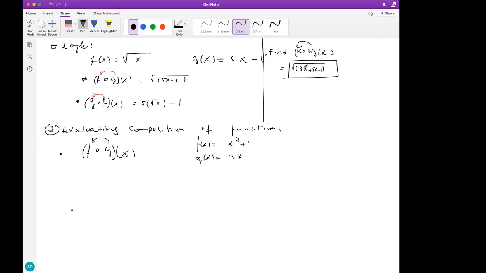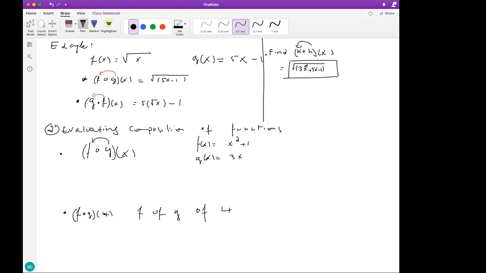Sometimes you may see notation like this, with a specific number, maybe, let's say, 4. So this is f of g of 4, not of x, but of 4. So this time we need to evaluate.